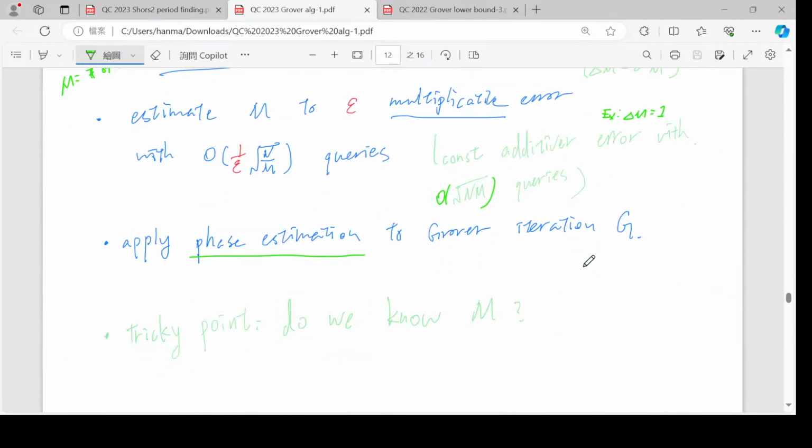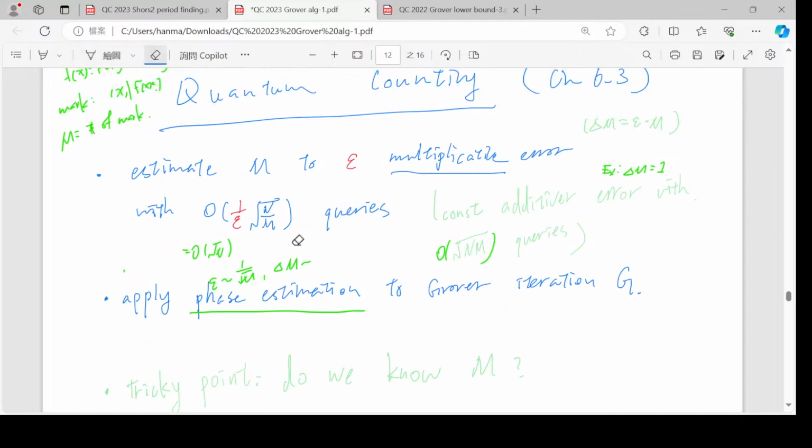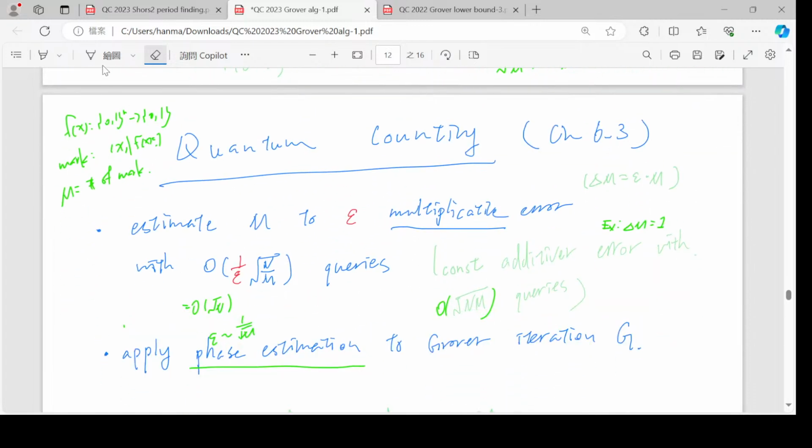Okay, so what textbook pick is they use order square root n queries here. If this is equal to order square root n, then you have epsilon is about 1 over square root n. So epsilon is about 1 over square root n, and delta n will be about, yeah, I guess this is enough. So epsilon will be about 1 over square root n, and then this will be good enough.